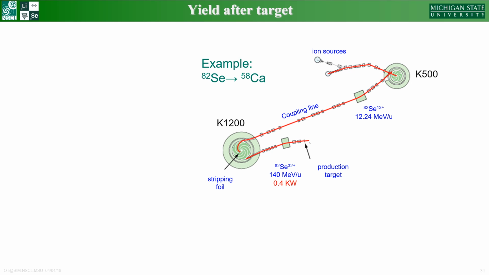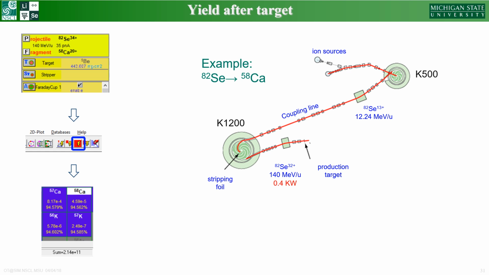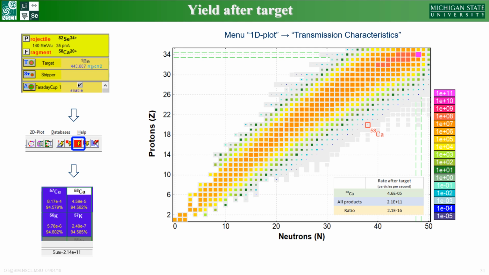Our next basic principle, isotope selection. Let's estimate with the LISE code the yield after the target using a special icon, calculate transmission for all nuclei. Just after the target, the total rate will be 200 billion particles per second, whereas the 58 calcium rate has only 1 to 2 events per day. How do we select 58 calcium?